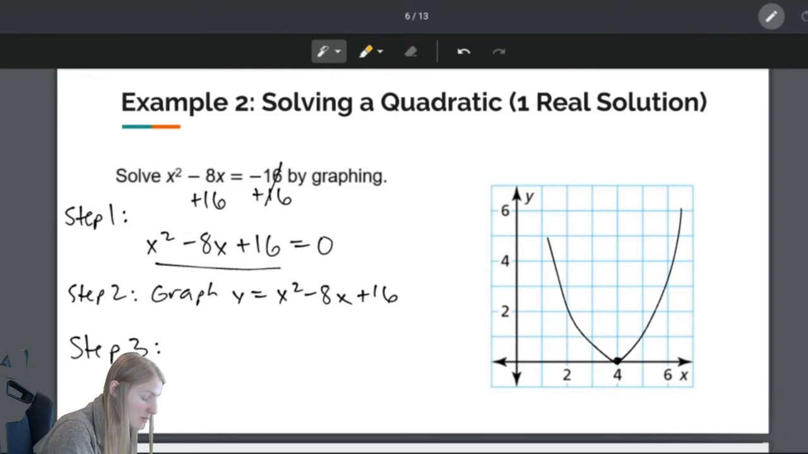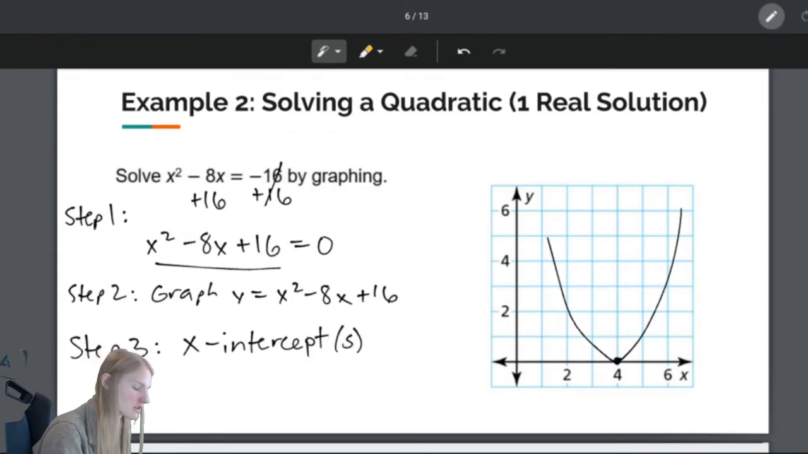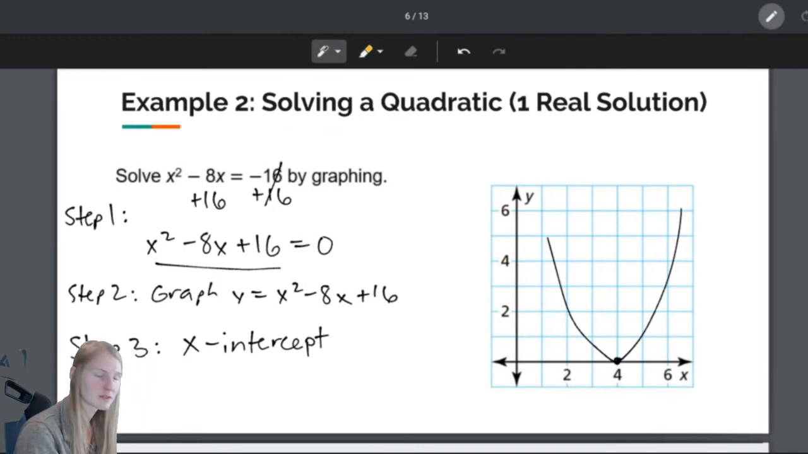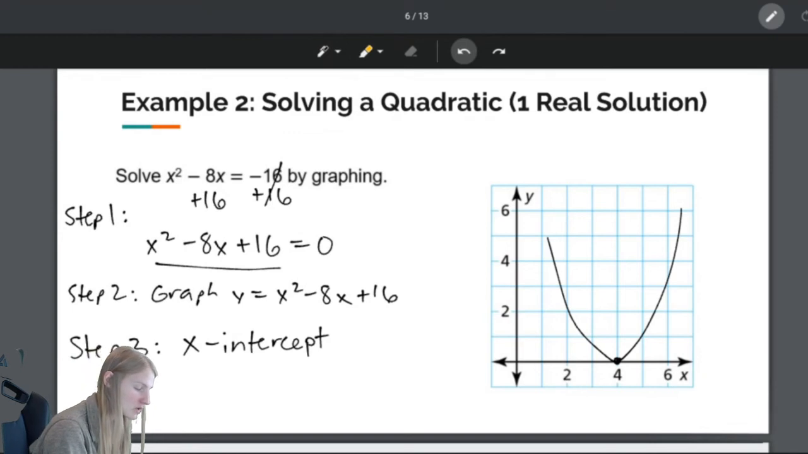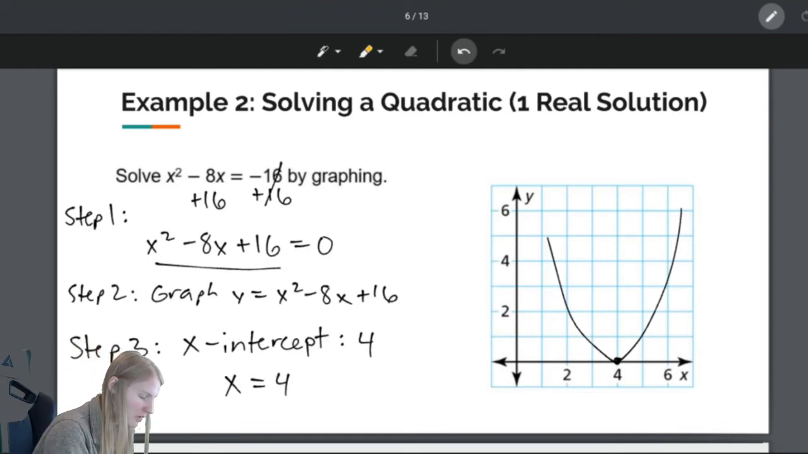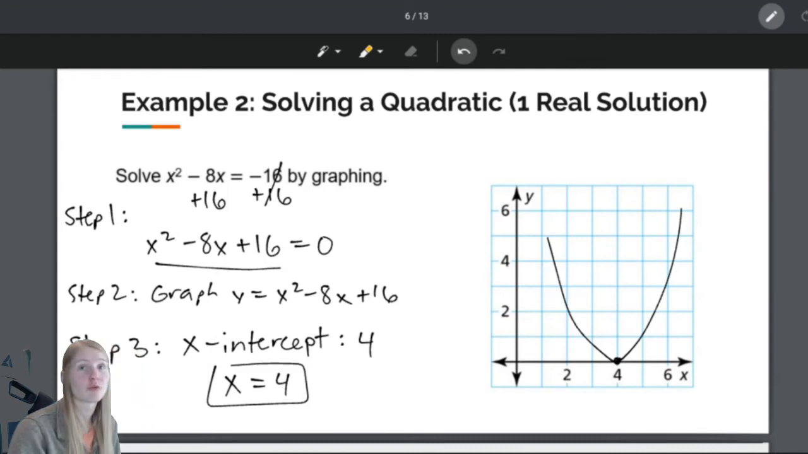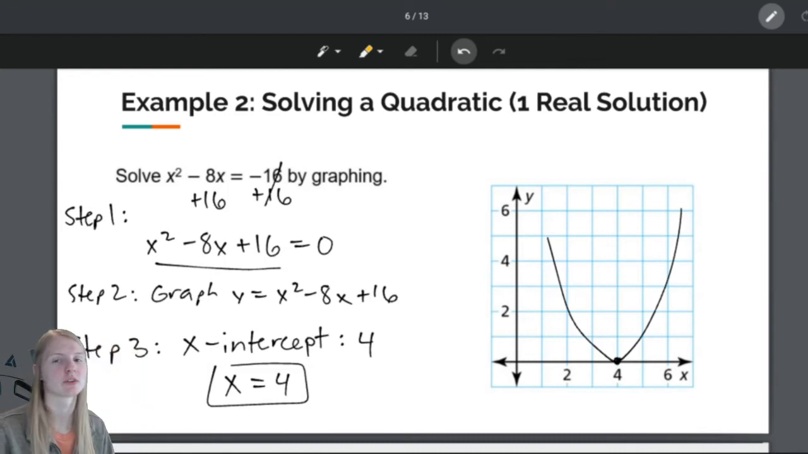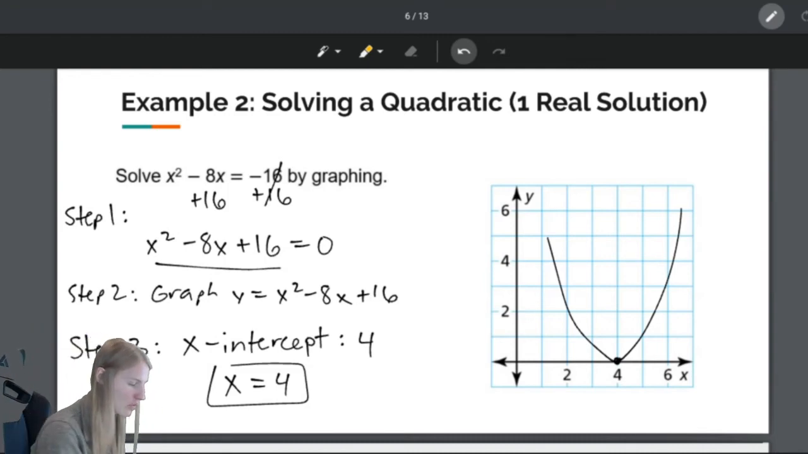So step 3 is find the x-intercepts, because sometimes there aren't always 2, so sometimes it's intercepts and sometimes it's just 1 intercept. So the x-intercept in our case is 4. So that means x equals 4. Only 4, not x equals 4 or x equals 5. Nope, just x equals 4.